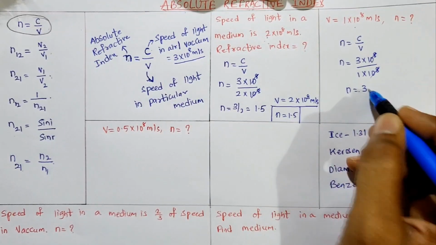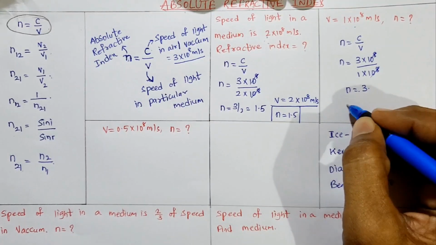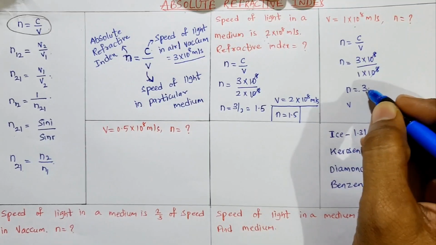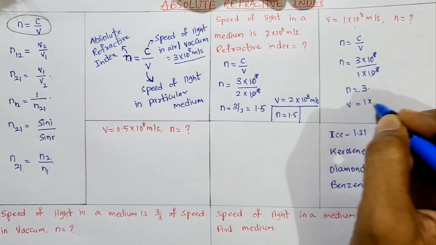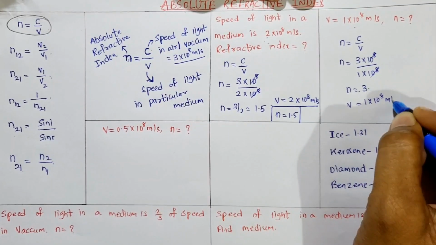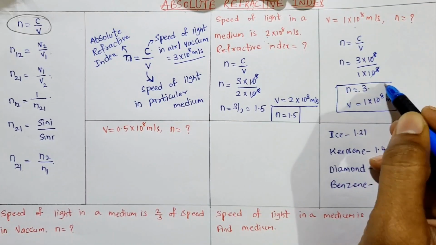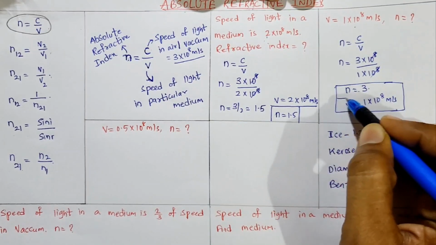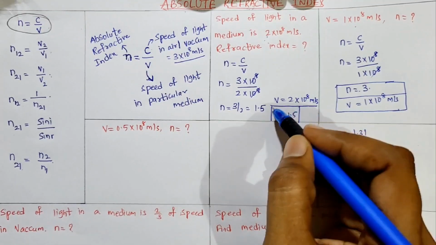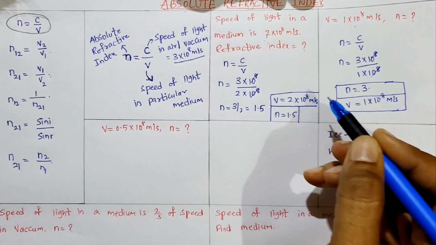So n is equal to 3 means v is 1 into 10 power 8 meters per second. Okay. This also you note down. So based upon these two questions, one more question is there. You need to solve now.